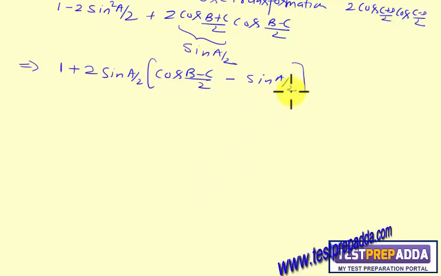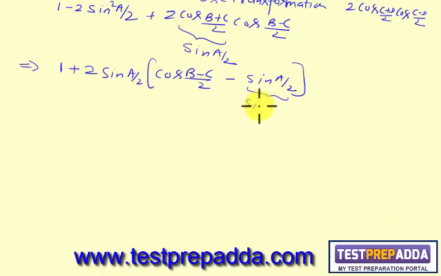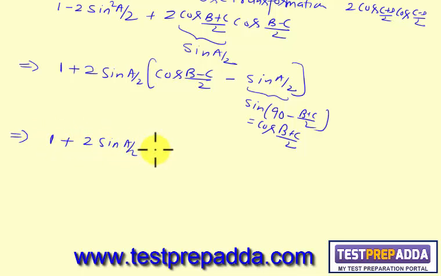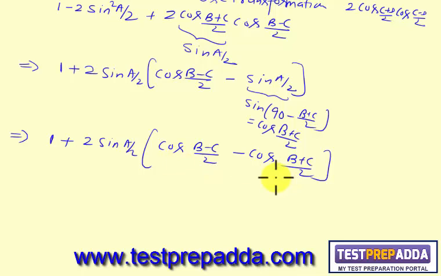Now, sin A by 2 can be written as what? Sin 90 minus B plus C by 2. 90 minus something will become cos, and since in the first quadrant all trigonometric ratios are positive, sine will be positive, and that is why it becomes cos B plus C by 2. So at the end, what can you write? 1 plus 2 sin A by 2, in the bracket cos B minus C by 2 minus cos B plus C by 2.